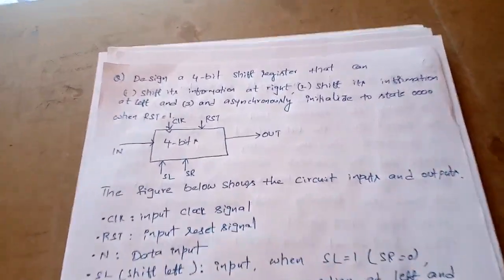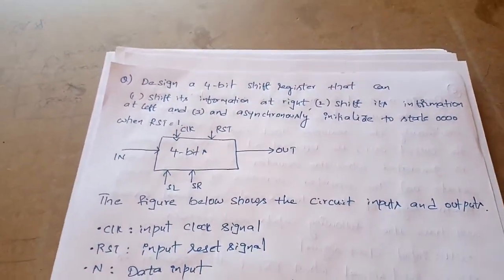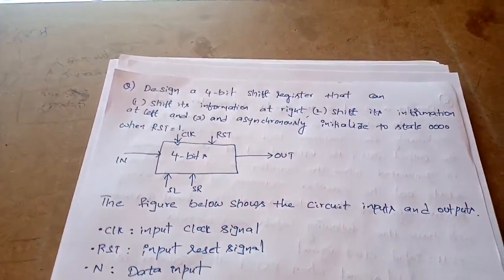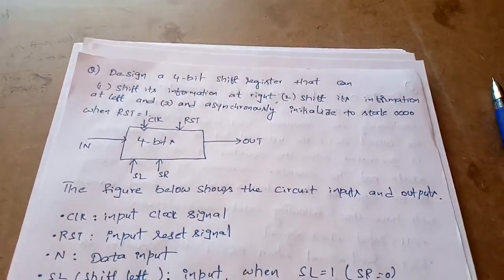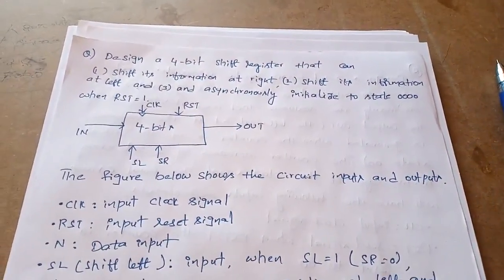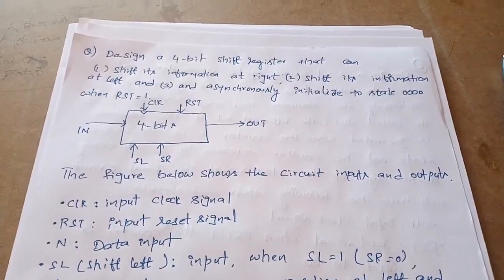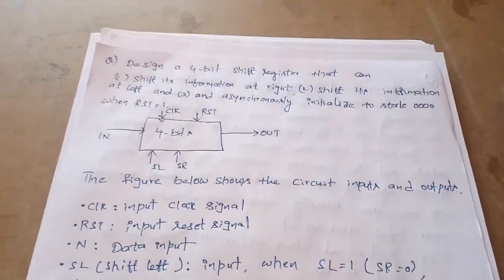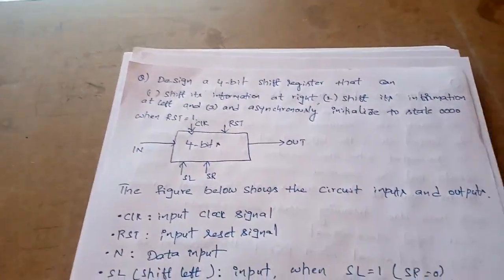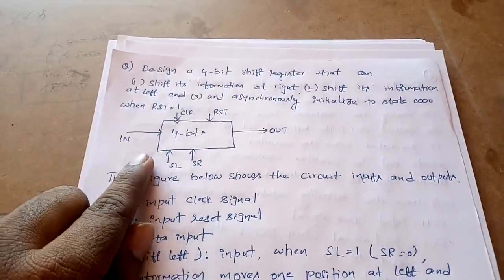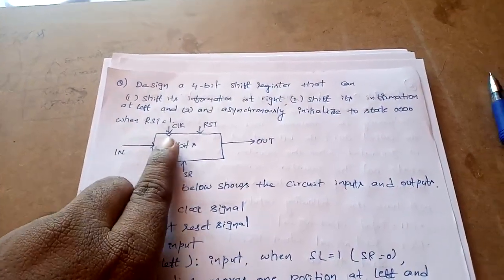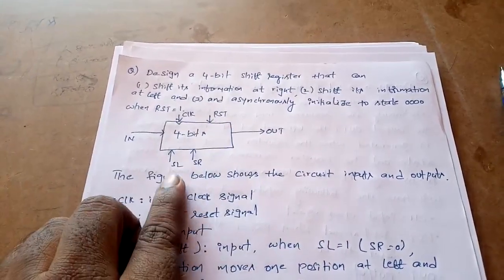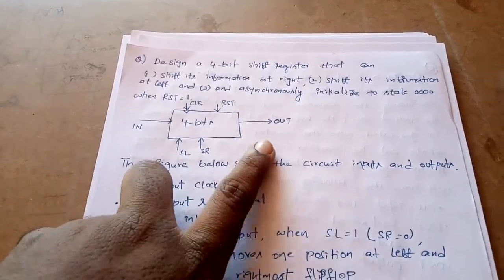Firstly, the question given here is: design a 4-bit shift register that can shift information to the right, shift information to the left, and asynchronously initialize to the state 0000 when reset is equal to 0. So here they have given the inputs: clock, reset, SL and SR, and an output.